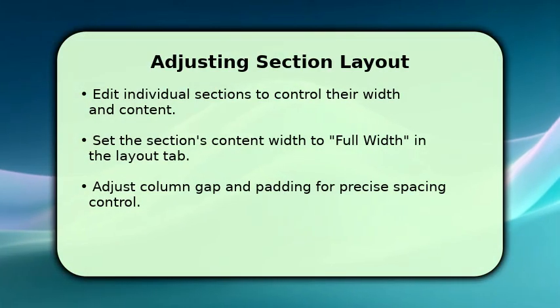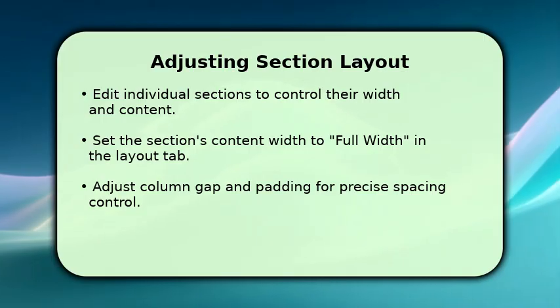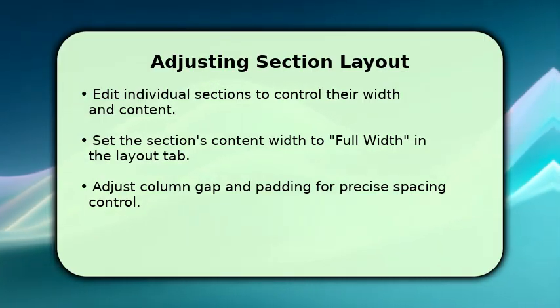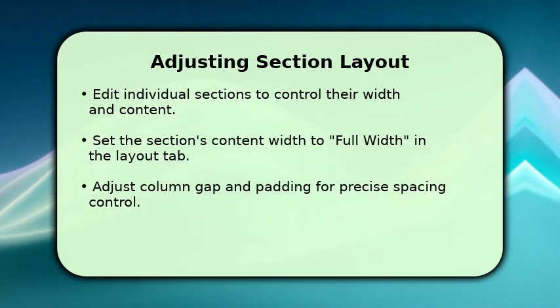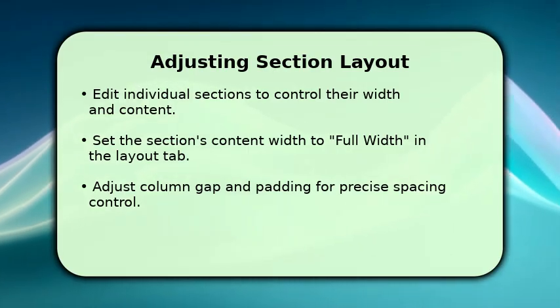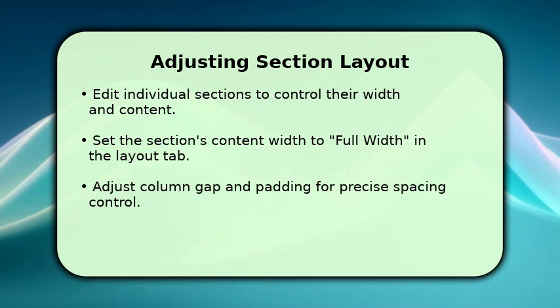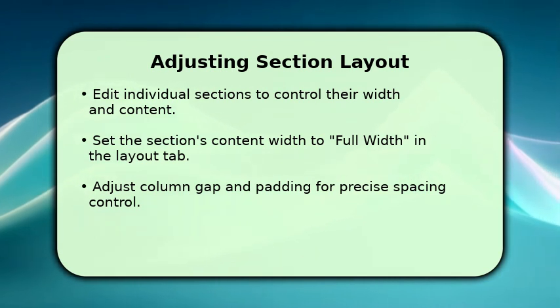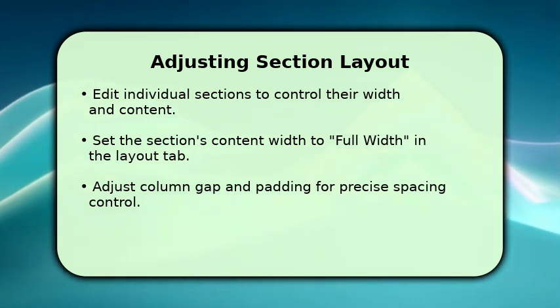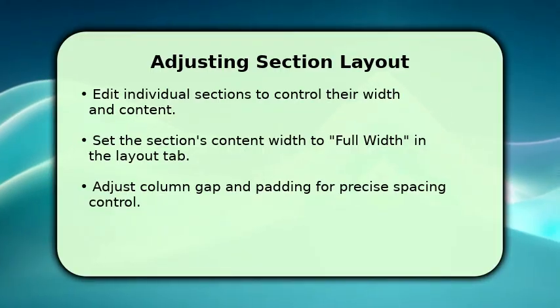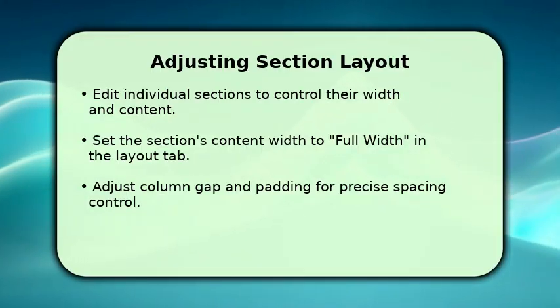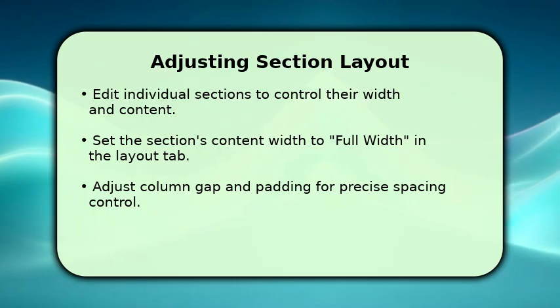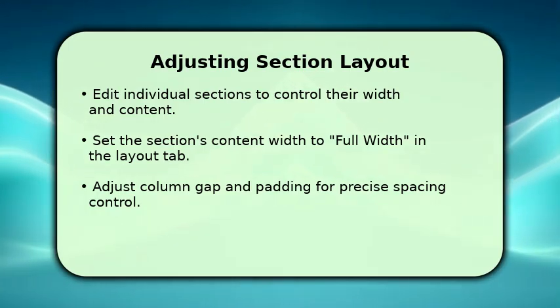Beyond the page template, you can also control the width of individual sections. Click on the 6-dot handle of any section to open its settings. Under the Layout tab, locate the Content Width option. Change it from box to full width to make that specific section span the entire screen. You can also fine-tune the column gap and padding to achieve your desired visual effect, ensuring a seamless design.